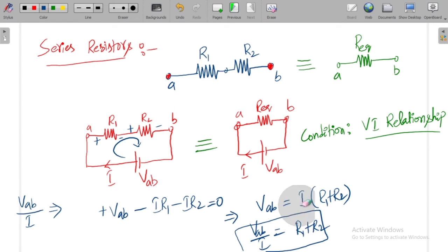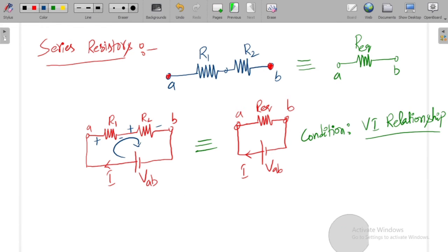connected in series. Okay, now I want to erase all these things and keep only one equation, which is the ratio of voltage to current here. So VAB by I for this circuit is R1 plus R2.